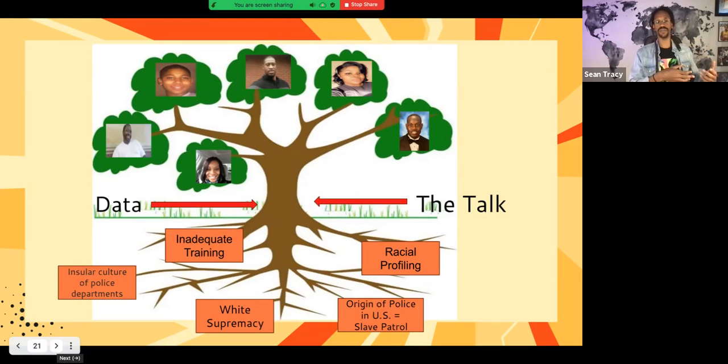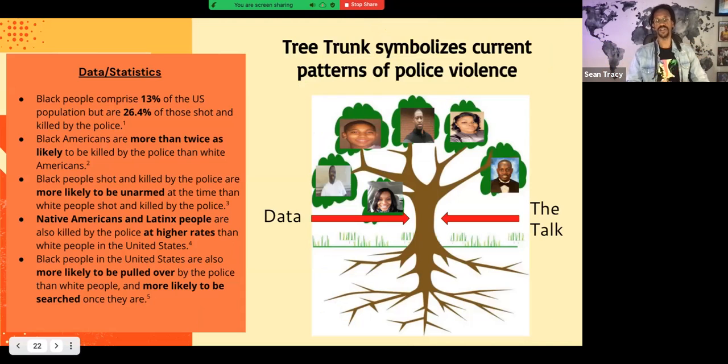So you look at white supremacy, racial profiling, and the origin of the police being the slave patrol. We talk about how they go hand in hand in many of these instances, and they create this data. It's not isolated incidents, it's a pattern that you start to see. Here are some of the statistics, talking about the Black community and why they're twice as likely to be arrested as white Americans.